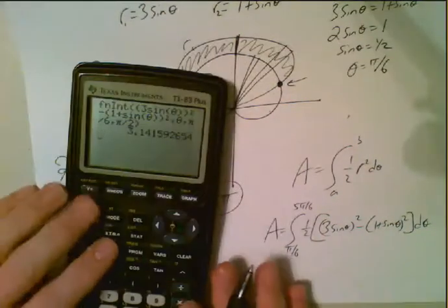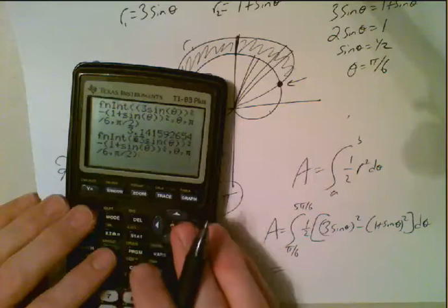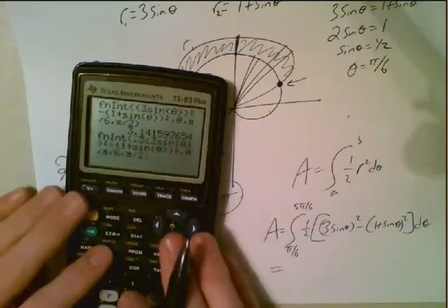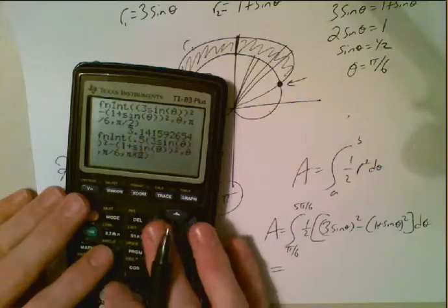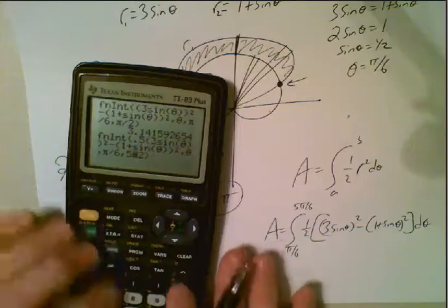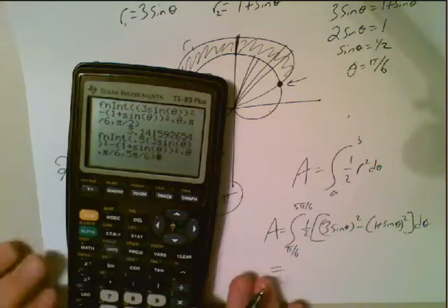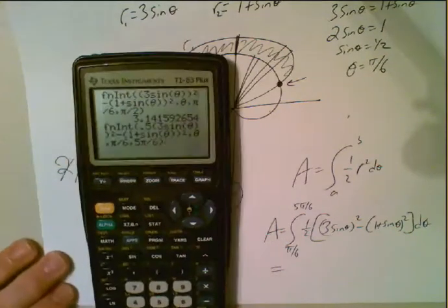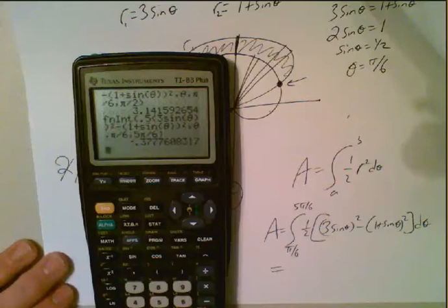Alright, let's try again. So I'm going to actually copy this, but this time I am going to put in the 1/2. And instead of going from pi over 6 to pi over 2, I'm going to go from pi over 6 to 5 pi over 6. And if I get pi as my answer, then I must have done it right. Oh boy. What did I do wrong this time?